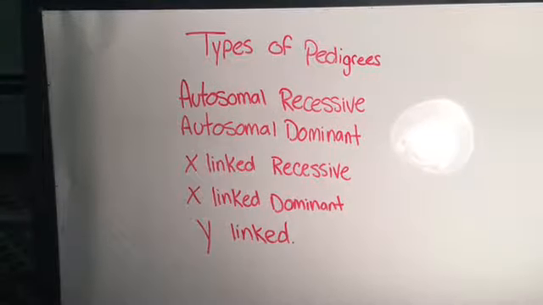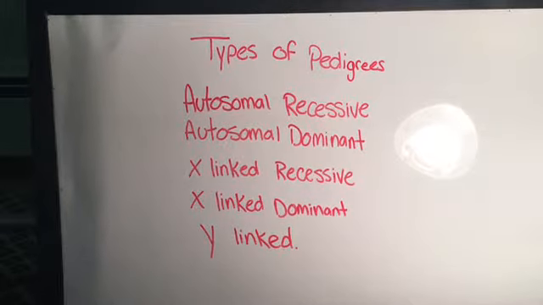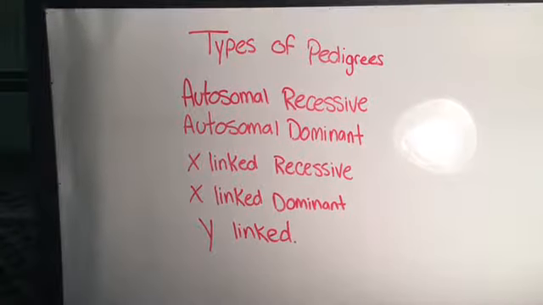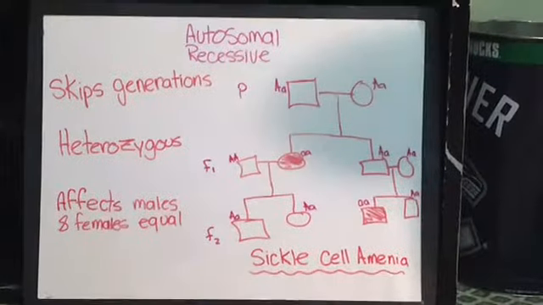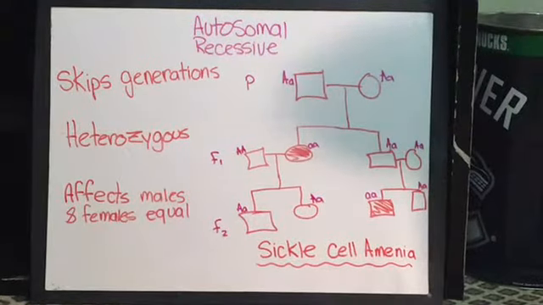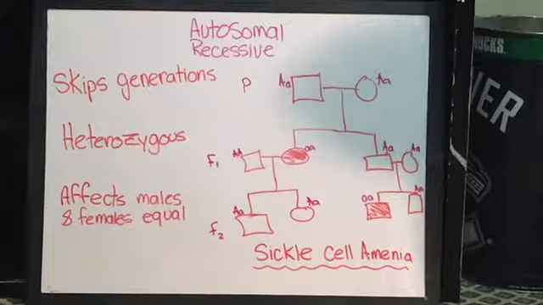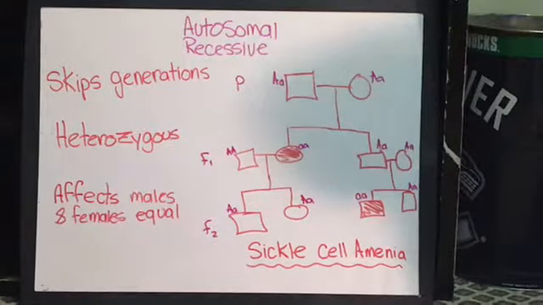There are 5 types of pedigrees: autosomal recessive, autosomal dominant, X-linked recessive, X-linked dominant, and very rarely Y-linked. The first one we're going to start off with is autosomal recessive. Autosomal recessive diseases can skip generations, they can be heterozygous, and they affect males and females equally.